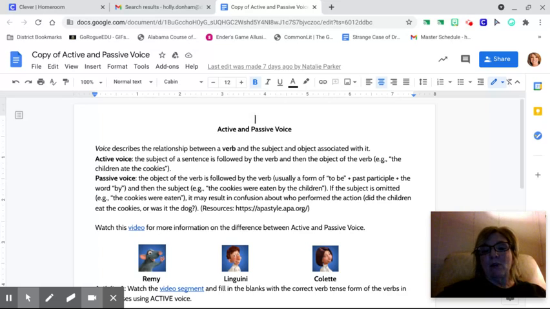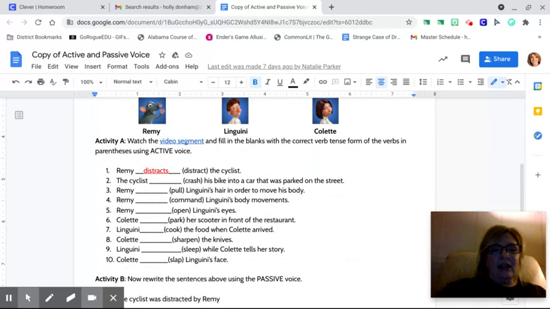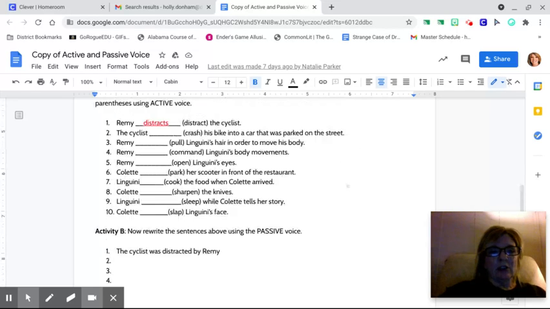So you'll have to move the subject to the front of the sentence, change it around to where, if you're looking at activity A, see, Remy distracts the cyclist. That's active voice. And then number two, what does the cyclist do? And then number three, what does Remy do? And just fill in the blank with the active voice verb. Then you're going to look at activity B.